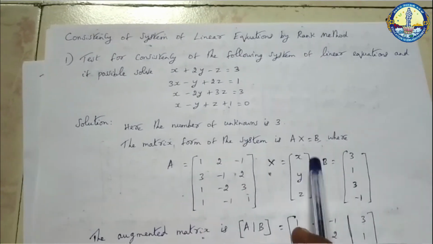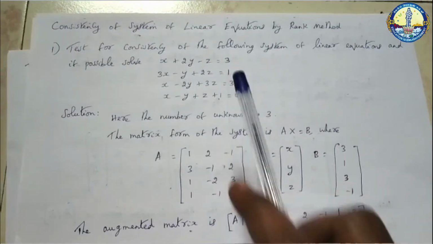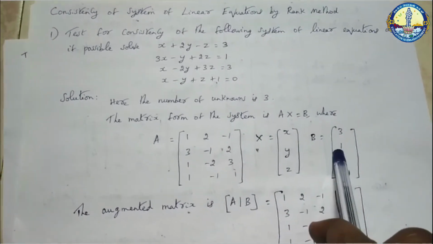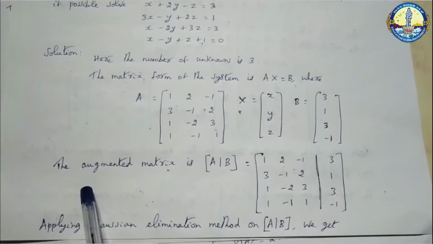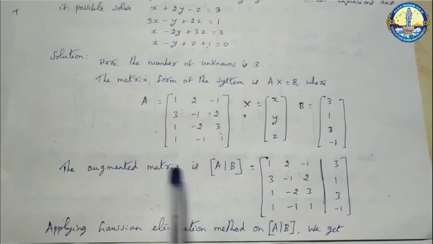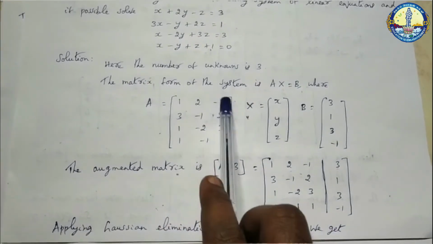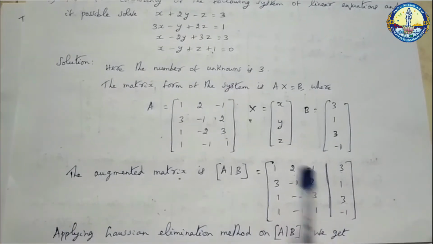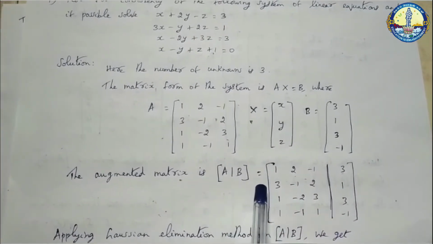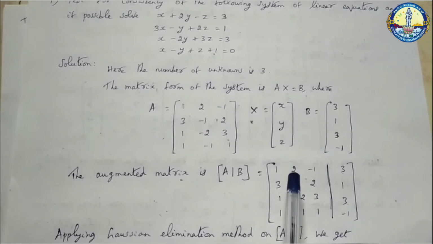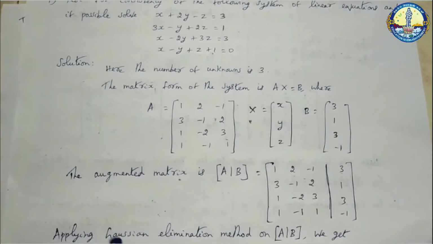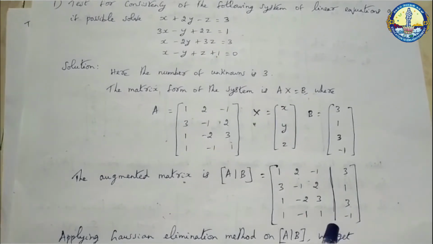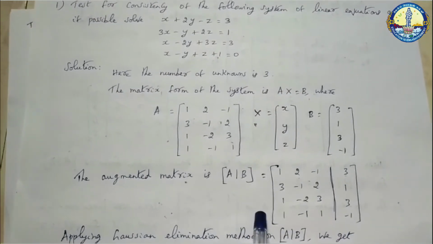So X is x, y, z. We write the given system as AX equals B, and write the augmented matrix [A|B]. Write the A matrix as it is and B alongside like this. So this is the augmented matrix [A|B], where A is this and B is this. Now apply the Gauss elimination method on [A|B].